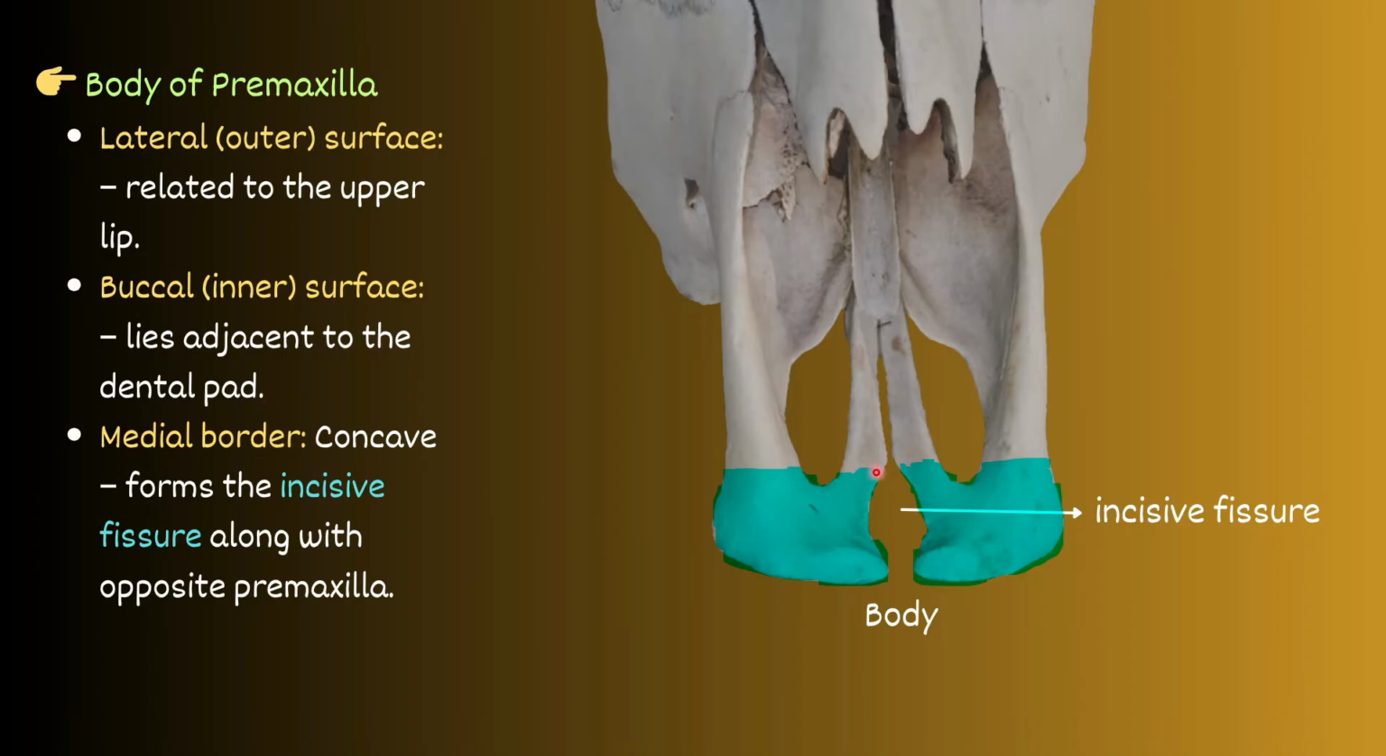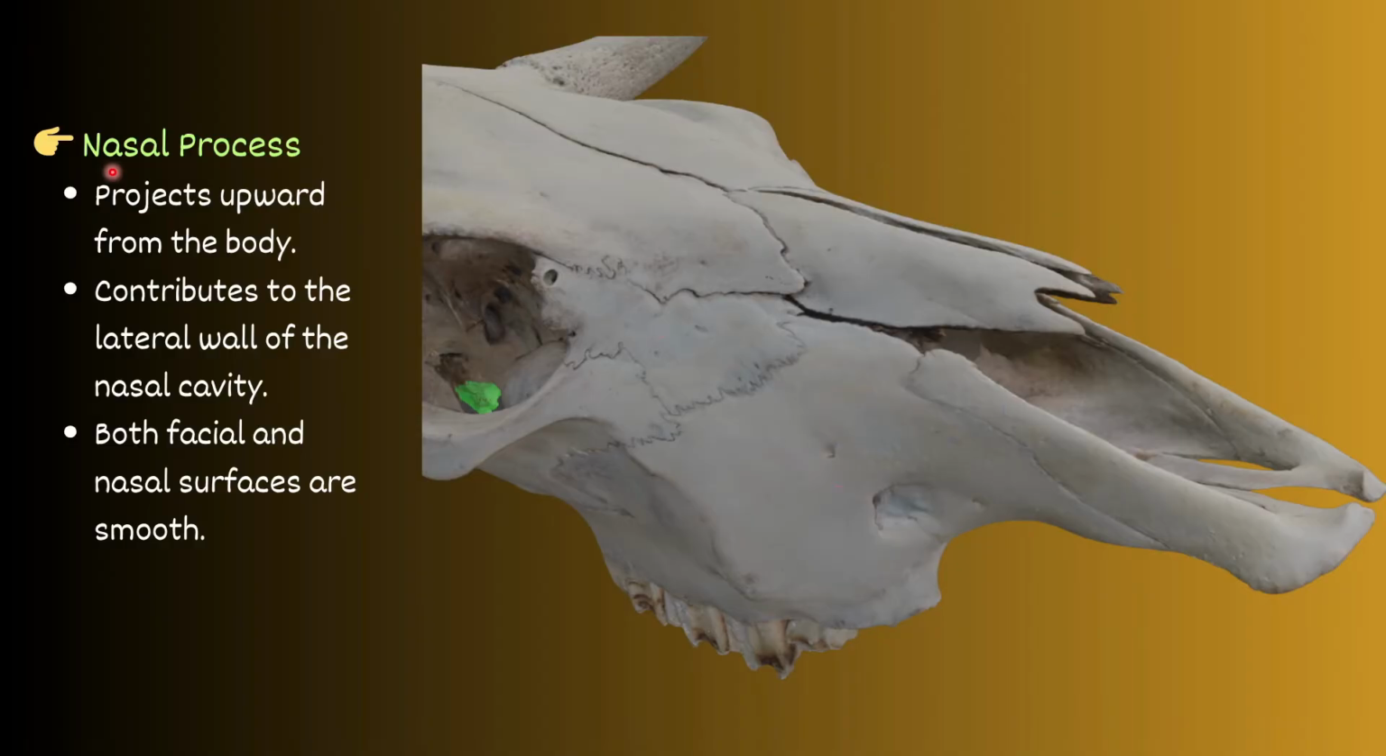Medial border means these two are the medial borders of both sides. Concave, forms the incisive fissure along with the opposite premaxilla. You can see the medial border of each side. Together they form a fissure. This fissure is called incisive fissure. Very, very important.